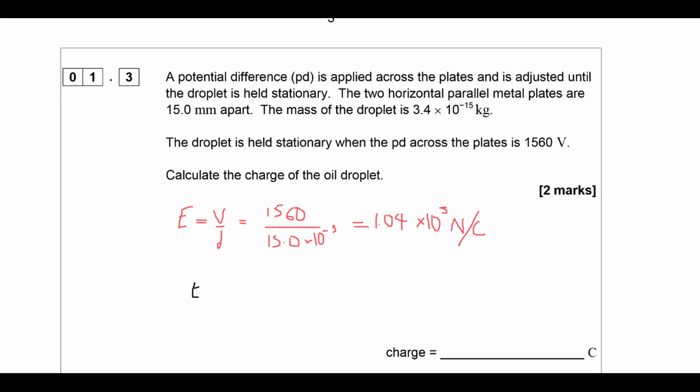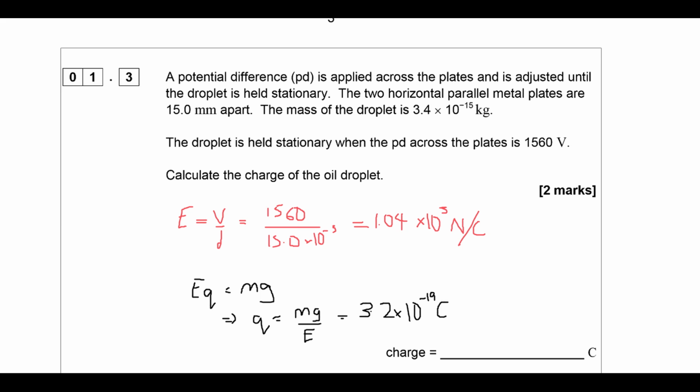If it's held stationary, we know that the field strength times the charge is going to be equal to the mass times the gravitational acceleration. So essentially, we can then calculate the charge using mg over E. Now we've just calculated E and we've got m in the question. So let's do that. We've got 3.4 times 10 to the minus 15 times 9.81 divided by our answer, which gives you a value of 3.2 times 10 to the minus 19 coulombs.